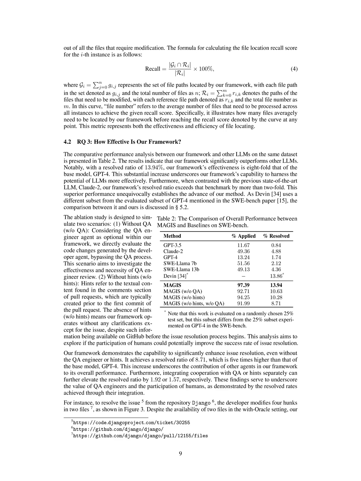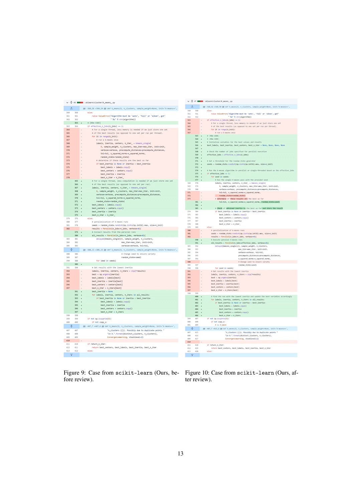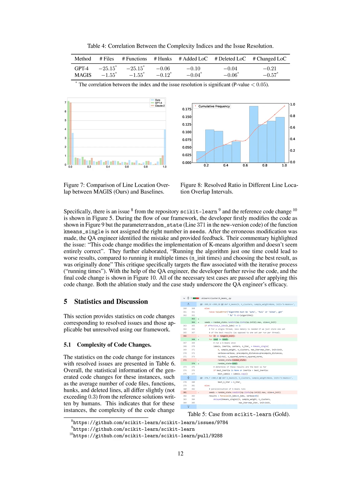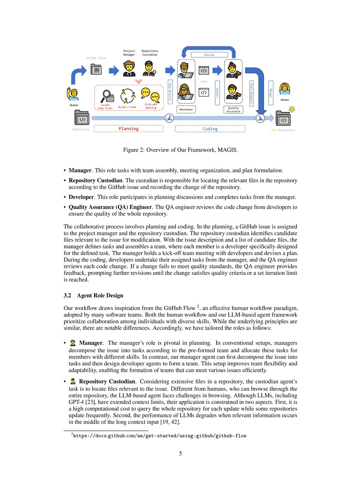The framework's effectiveness is demonstrated by significantly outperforming other LLMs, with a resolved ratio of 13.94%, 8 times higher than GPT-4. The framework's adaptability is showcased by generating code changes involving multiple files, hunks, and lines, with successful resolutions even in complex scenarios. The QA engineer's role is crucial in maintaining software quality, as evidenced by the ablation study results and a case study from the repository scikit-learn.